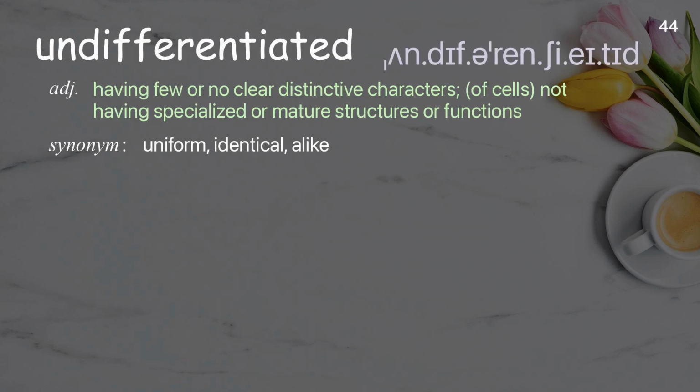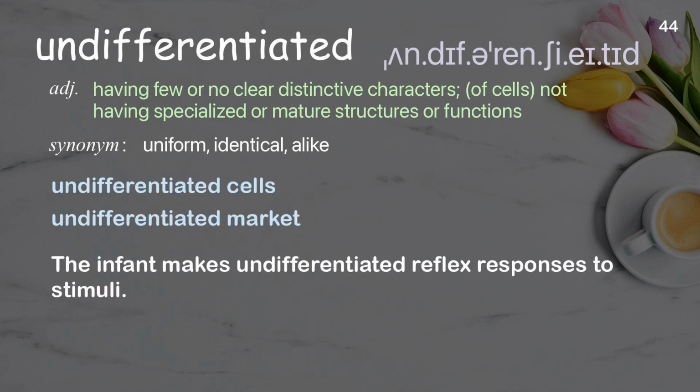Undifferentiated. Having few or no clear distinctive characters; of cells, not having specialized or mature structures or functions. Examples: Undifferentiated cells. Undifferentiated market. The infant makes undifferentiated reflex responses to stimuli.